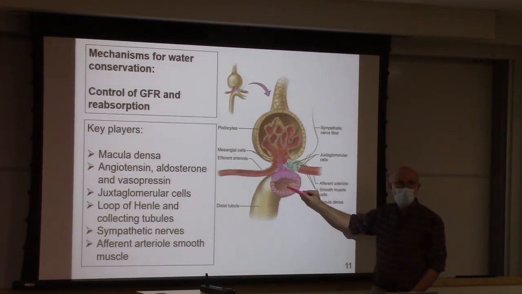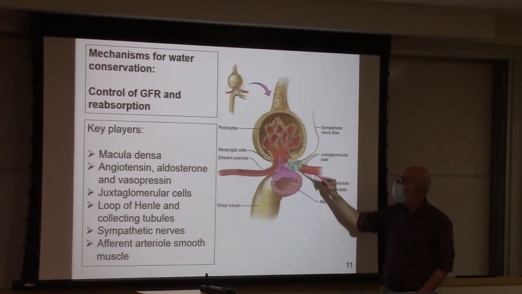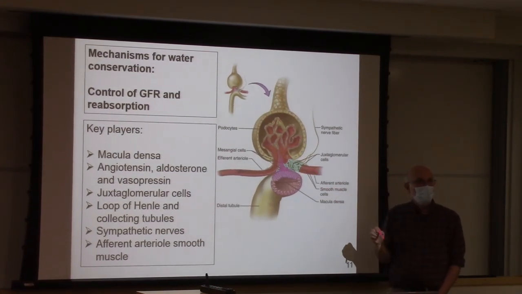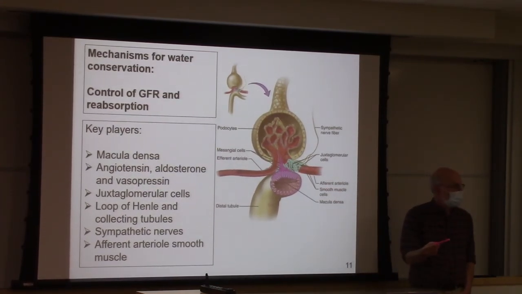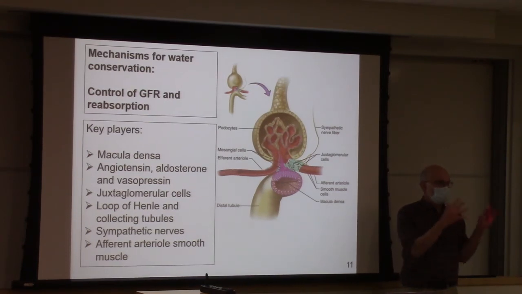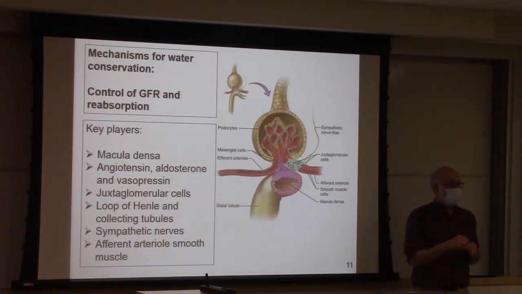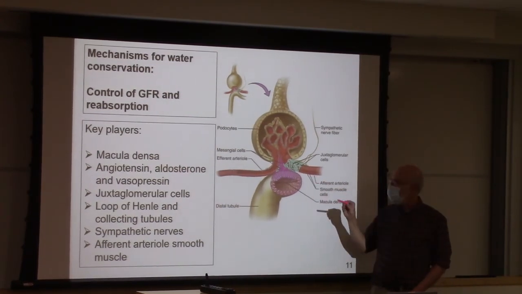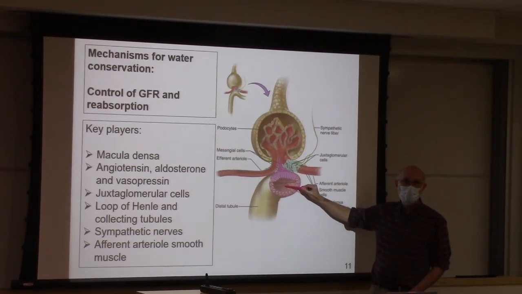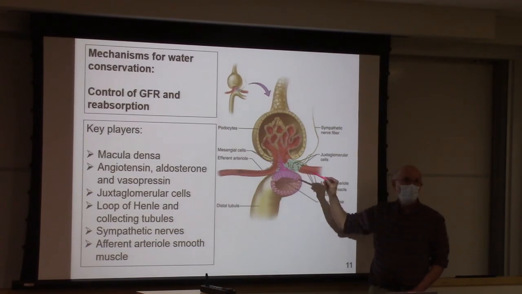Low flow, macula densa, juxtaglomerular cells, renin, angiotensin, aldosterone. Now you know where the aldosterone signal came from. We're still leaving in the black box how aldosterone works, but that's how aldosterone was turned on. Do that again. Low flow, macula densa, juxtaglomerular cells release renin.